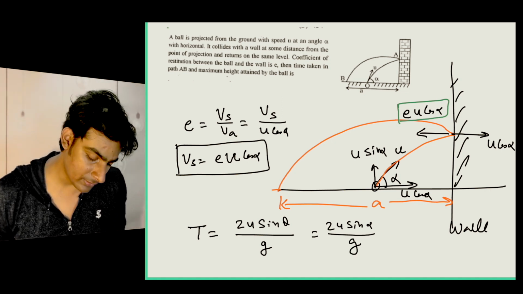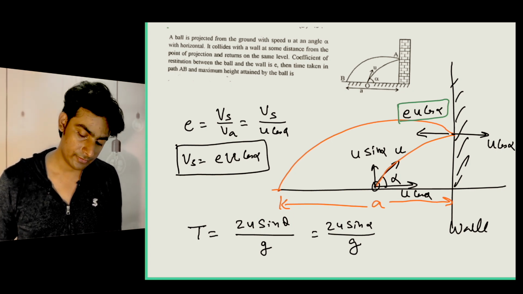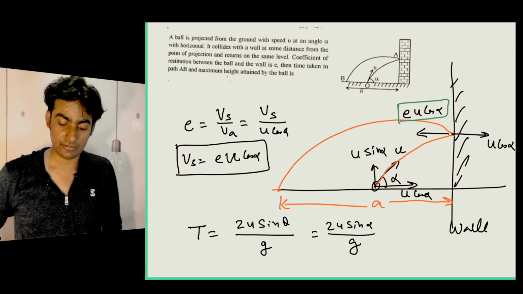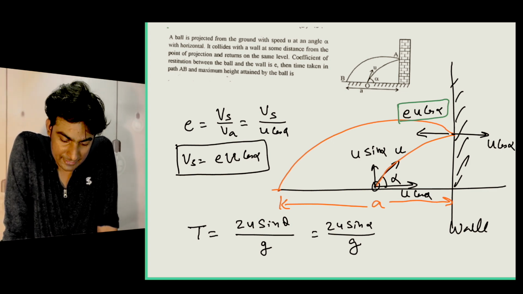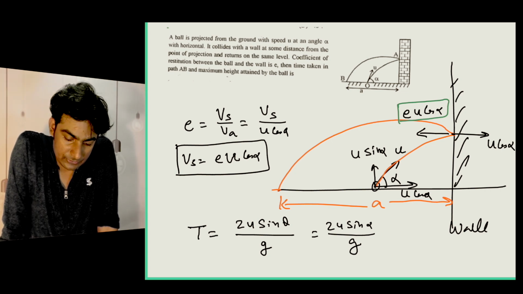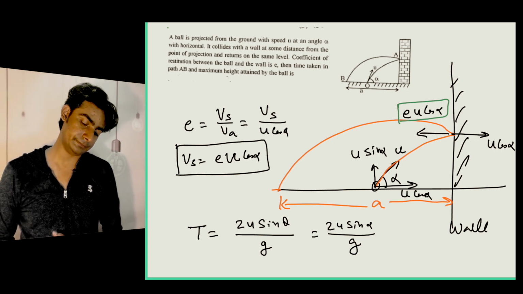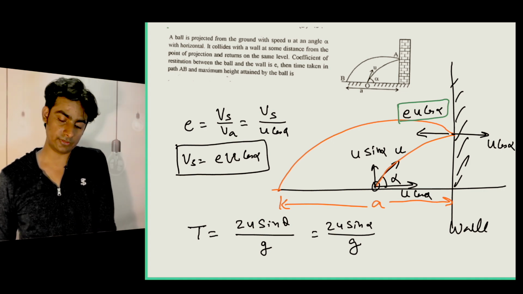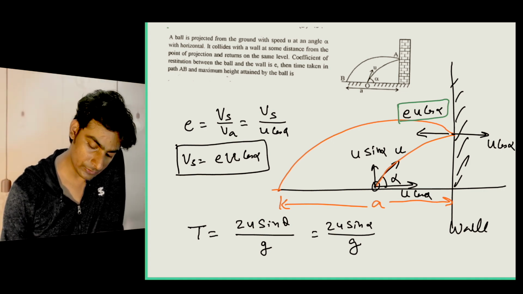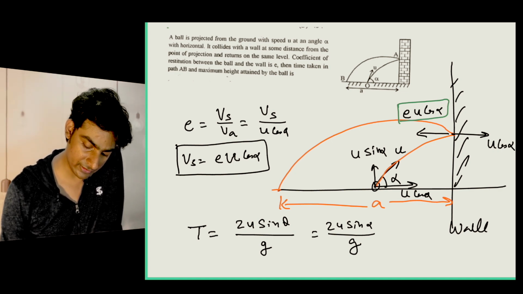And the maximum height will be, so we have to calculate now the maximum height. So maximum height in terms of A is given. So time period, we know that time period will be this. So the maximum height, okay, so let's calculate that. So Eu cos alpha in this direction and u cos alpha in this direction.